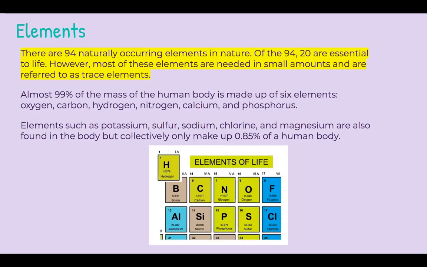So almost 99% of the mass of the human body is made up of only 6 elements: oxygen, carbon, hydrogen, nitrogen, calcium, and phosphorus. There are other elements such as potassium, sulfur, sodium, chlorine, and magnesium that are also found in the body, but collectively they only make up less than 1% of the human body.